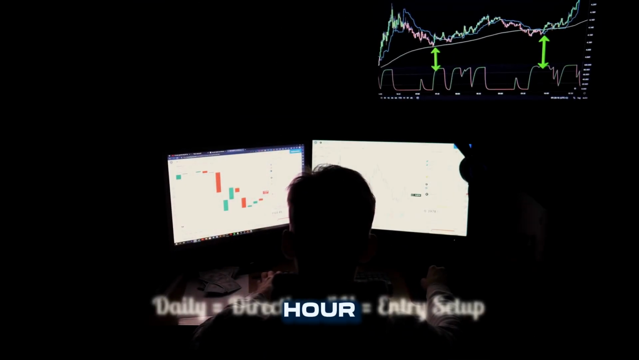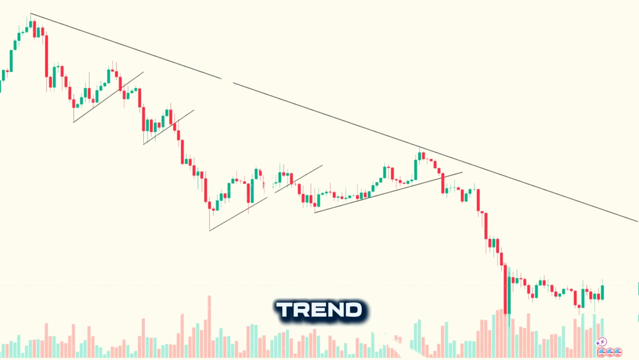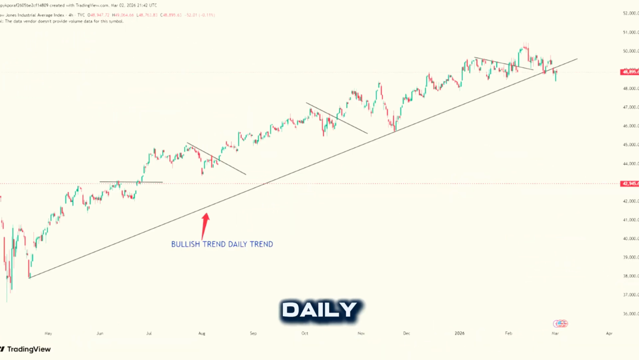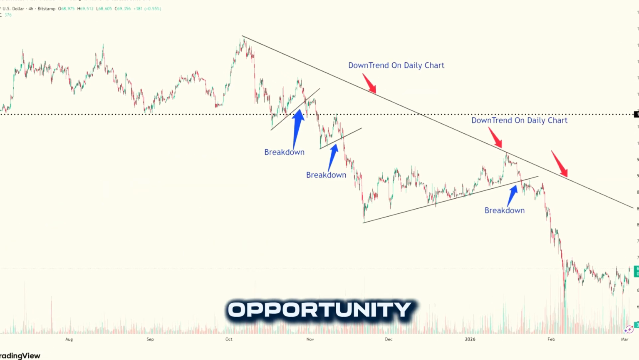Now move to the 4-hour time frame. You are not looking for a new trend. You are looking for a correction. Let the market pull back against the main daily direction. That pullback is where your opportunity lives.